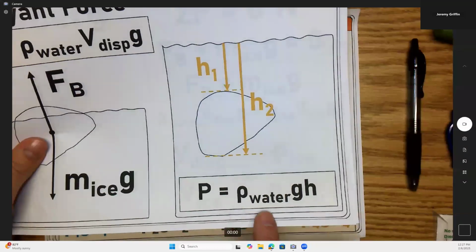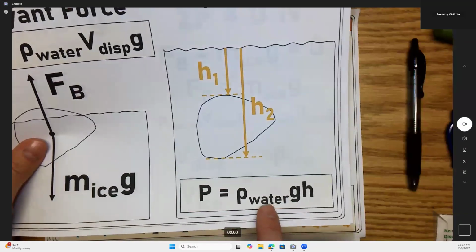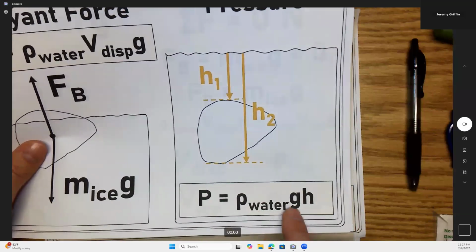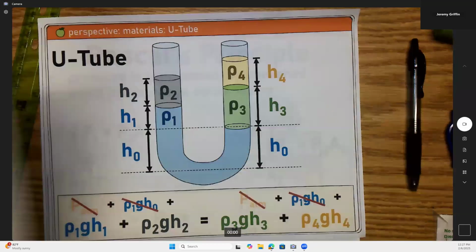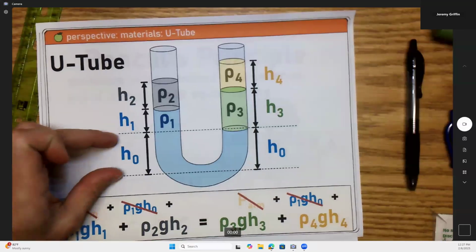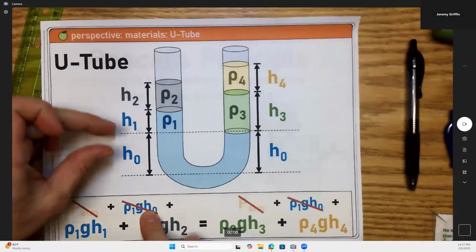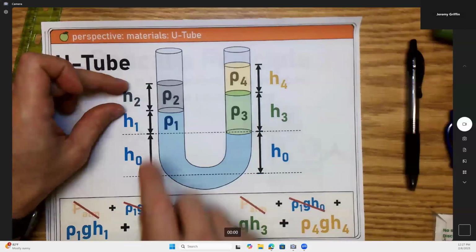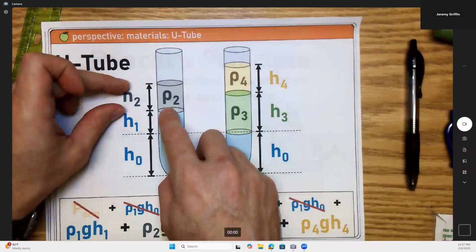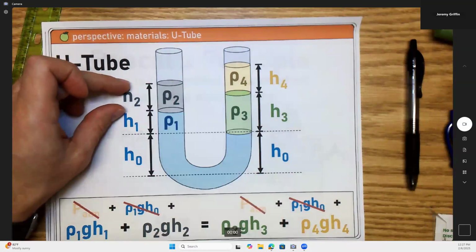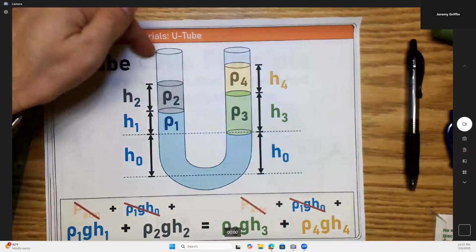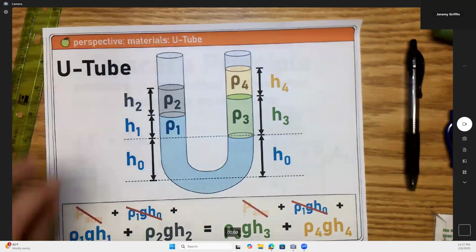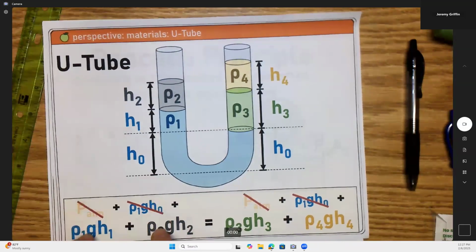If it wasn't water, this could be any fluid, if it was oil or something. The density of the fluid times gravity times however deep it is. So I have this rho g h naught here, plus this rho g h1, plus this rho g h2. Now this is a different rho because maybe it's a different fluid, some kind of oil or something. Plus, don't forget, if this is open to the atmosphere, the atmosphere is also pushing down from above, a whole atmosphere of pressure. So I have that all added up over here.